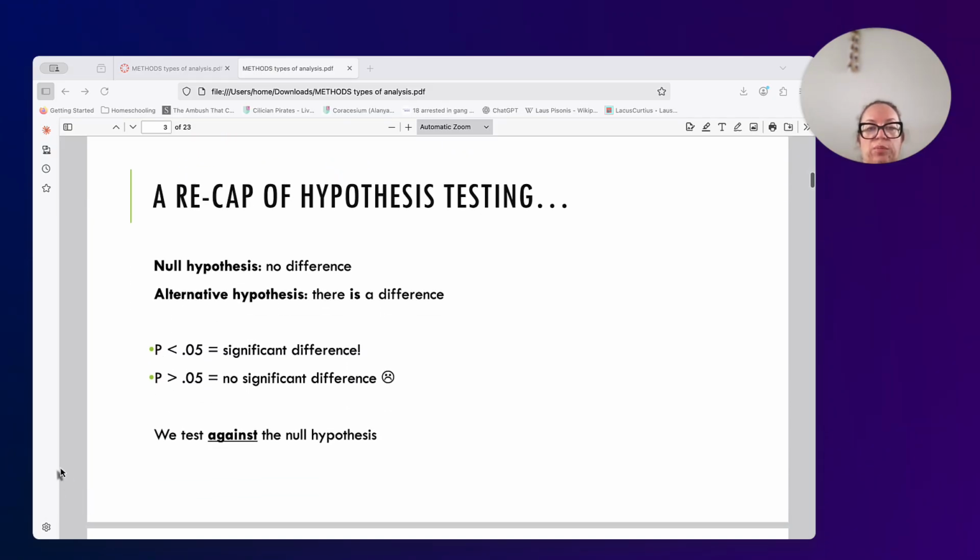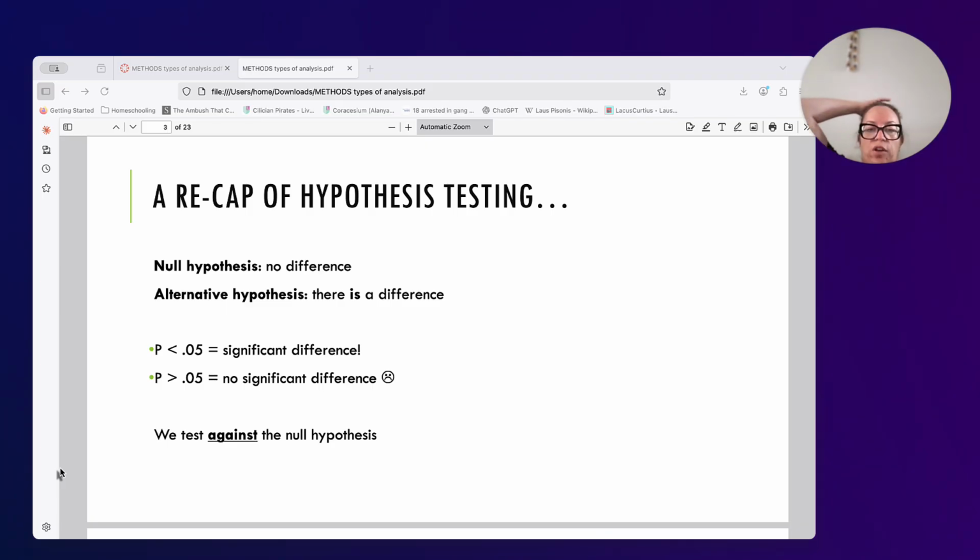And now we're going to talk about hypothesis testing, recapping hypothesis testing. Hypothesis testing is the bread and butter of statistics. So if you've already taken statistics, you hopefully know this. But if you're taking it currently, this might be a new topic to you. So we're going to try and recap it in a pretty simple way here.